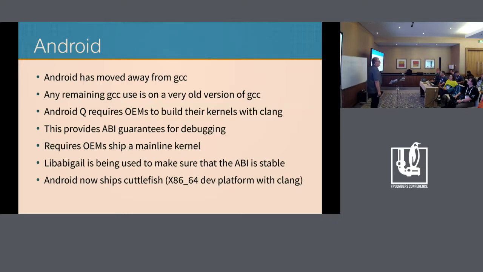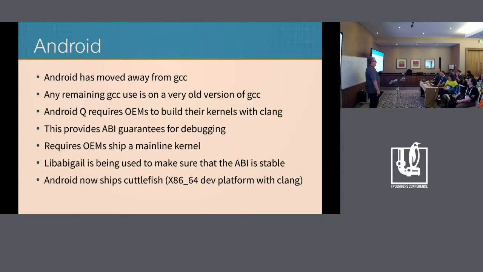Android Q these days, the one that just came out, it mandates that their OEMs use Clang to build kernels. So basically, if you've got an Android Q device, in theory, its kernel is now compiled using Clang. The major reason for this is that they want to make sure that there's a 100% guarantee that the ABI between user space, Android, and the kernel is 100% the same. And so for debuggability and other reasons, they're mandating that Clang must be used for all Android kernels now beyond Android Q. What this basically means is that all companies now trying to support Android into the future, of course, will be mandated to use Clang for their kernels.